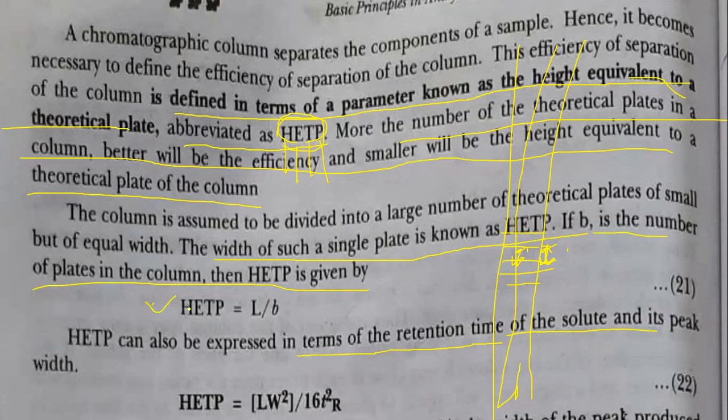Okay, so HETP is equal to L upon N, where L is the length of the column and N is the number of plates in the column. HETP can be expressed in terms of the retention time of the solute and its peak width. This is the formula; just remember it, it is taken from the literature, and don't worry about where it came from. HETP is equal to L W square upon 16 T R square, where T R is the retention time.